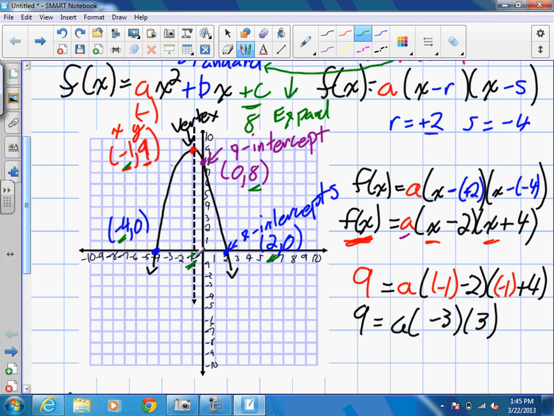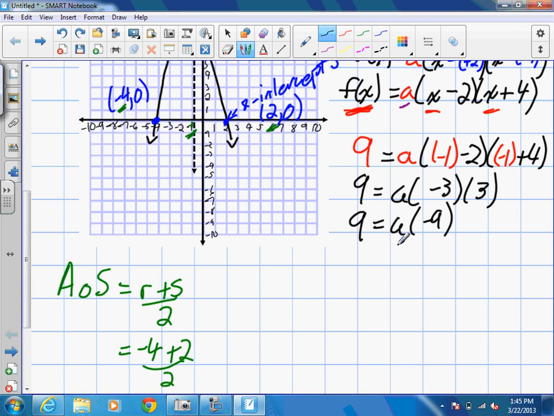Okay, so keep that in mind because that's going to come in very handy for us. So now that we've done that, 9 is equal to a. What is negative 3 times 3? Negative 9. How do we get a by itself? That's right, we divide both sides by negative 9. These two create a 1 or cancel out. And we're left with a value of what? Negative 1. So let's write the factored form of this equation.